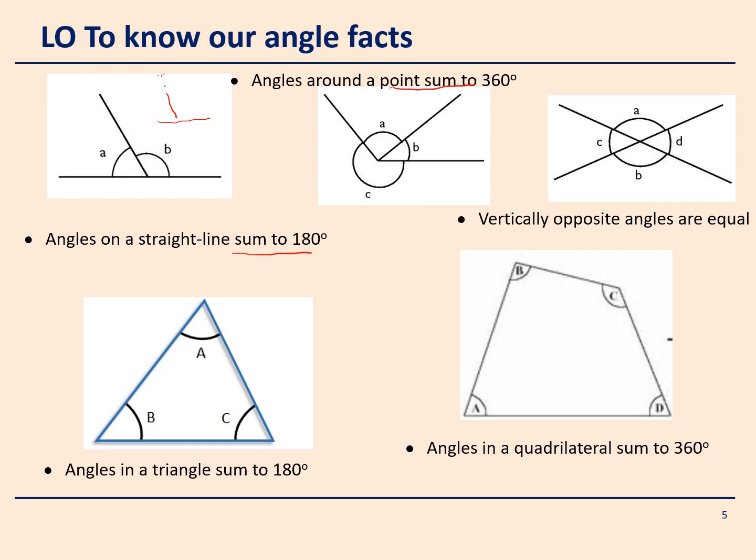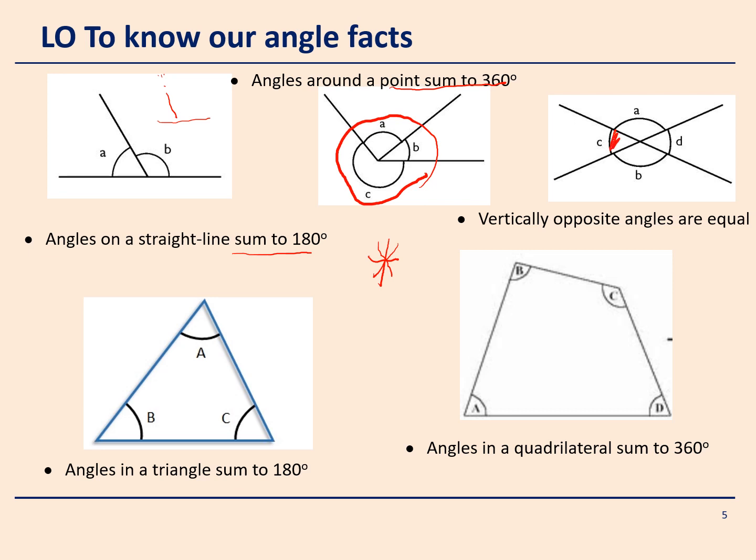Around a point, this is like a big circle, and it's 360 degrees. It doesn't have to have 3 angles, it can have more. So if I did something like that, all those angles would add up to 360 degrees. Okay, vertically opposite angles are equal.